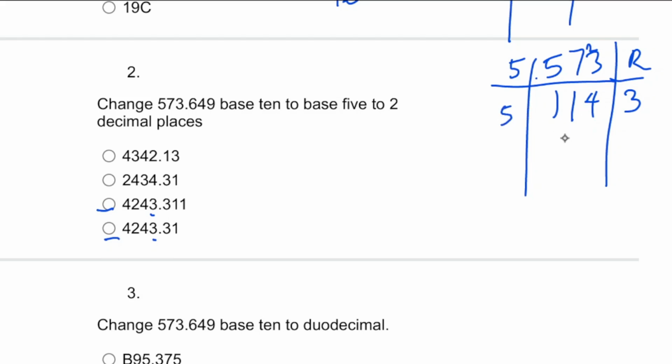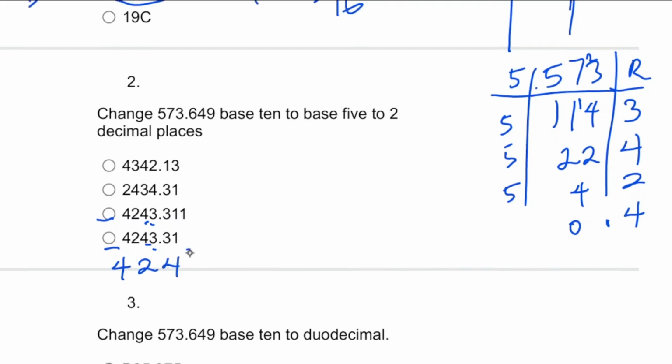5 in 22 is 4, remainder 2. Then 5 in 4 is 0, remainder 4. So that means we have 4, 2, 4, 3. You can see we have both of them there, and they have the same whole part. So which means you have to go and do the decimal part.